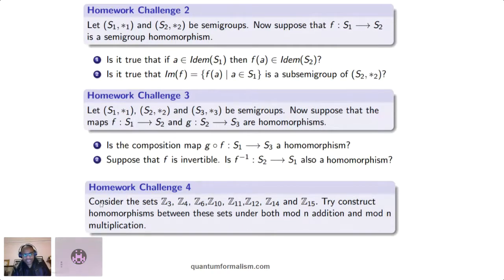Another challenge I have for you is considering these guys, these are just random, I chose them: Z3 and Z3, Z4, Z6, and so on. Try to construct homomorphisms between them, and see.